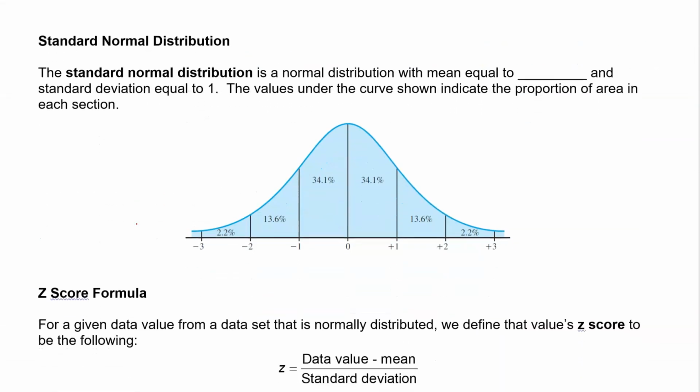Okay, so the next part, let's talk about the standard normal distribution. So in the example above, we had an average, a male height, and we put that in the middle.